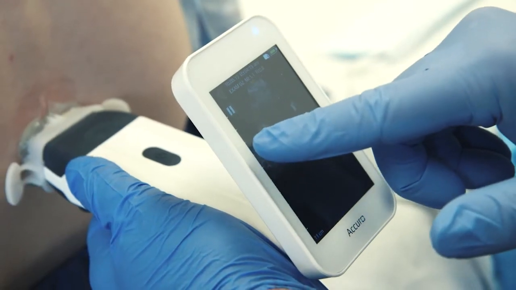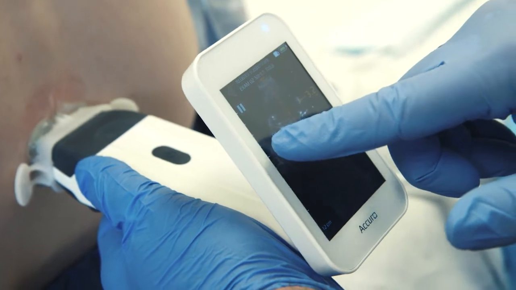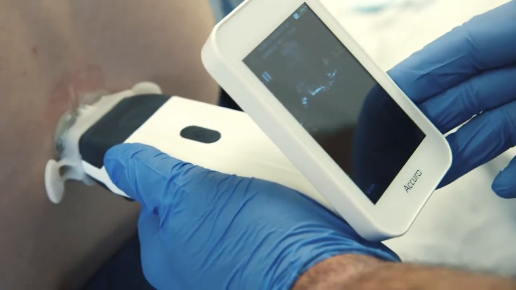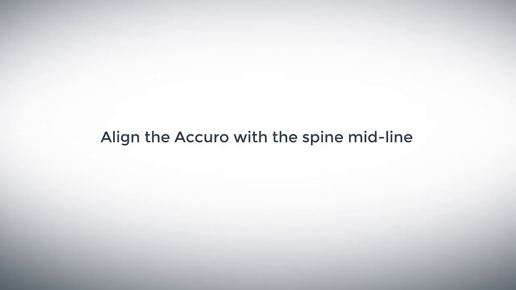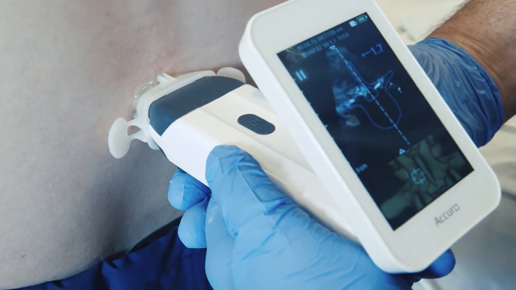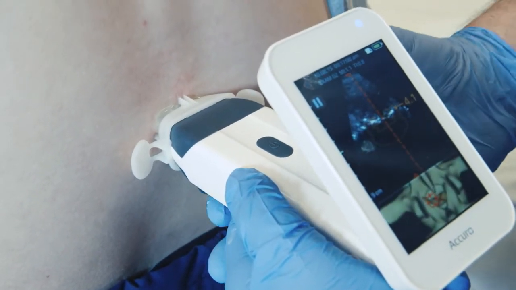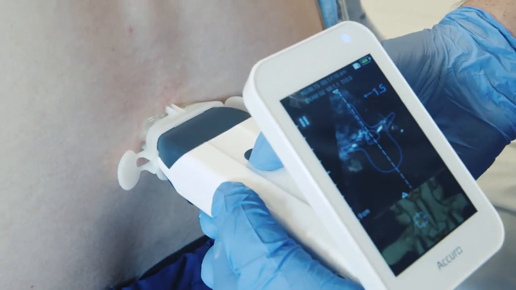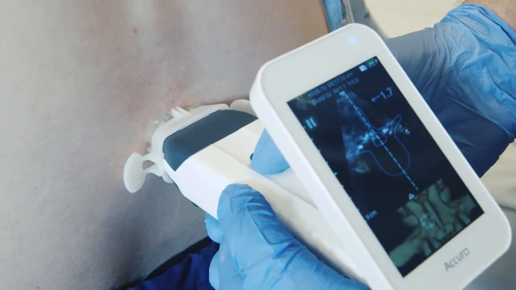Adjust the brightness and zoom controls as desired. These controls are semi-transparent until touched by the user. The SpineNav 3D midline indicator is the dashed vertical line on the image screen. Use the midline indicator to center the Accuro on the spine midline.